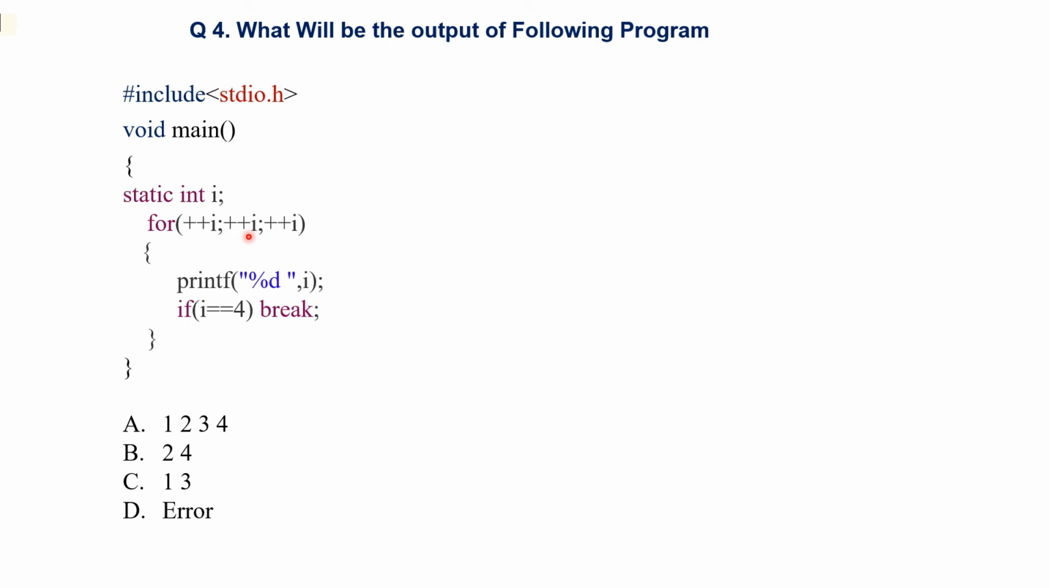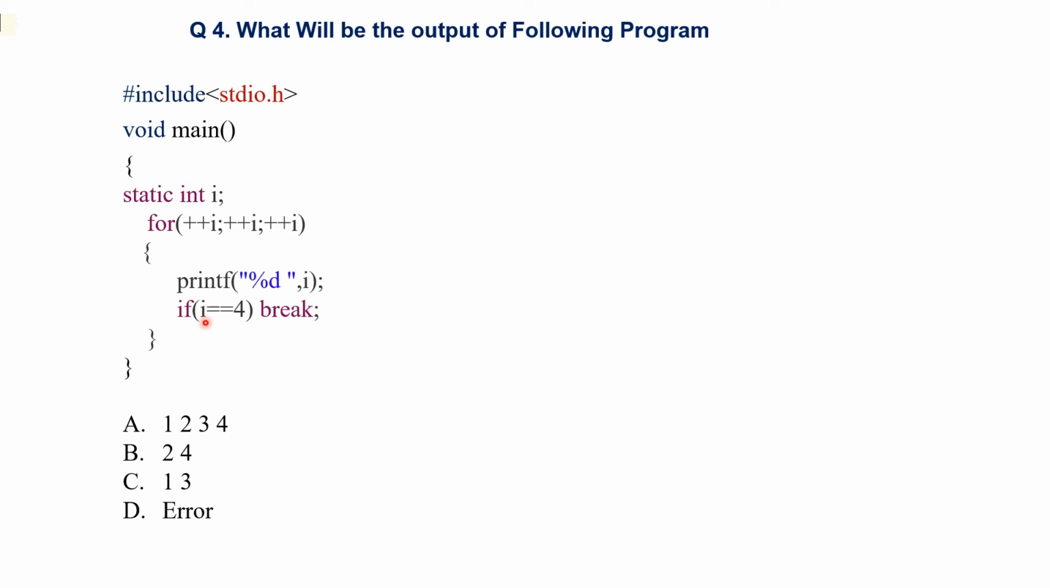So just now value of i becomes 1. With this ++i, value of i becomes 2. So 2 is considered as a true value. Therefore control will go inside the loop and value of i, that is 2, will be displayed. And then in the next statement it will be tested for i equals to 4.